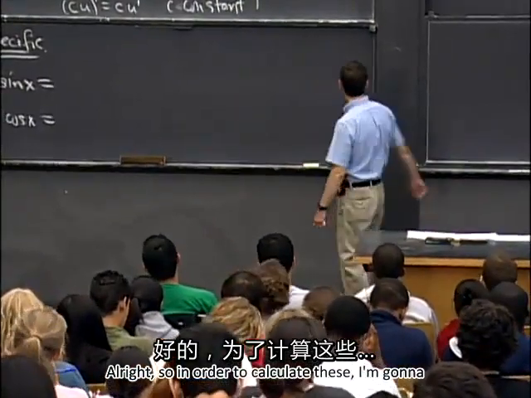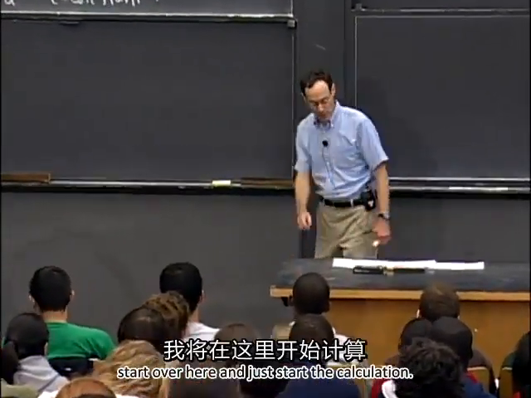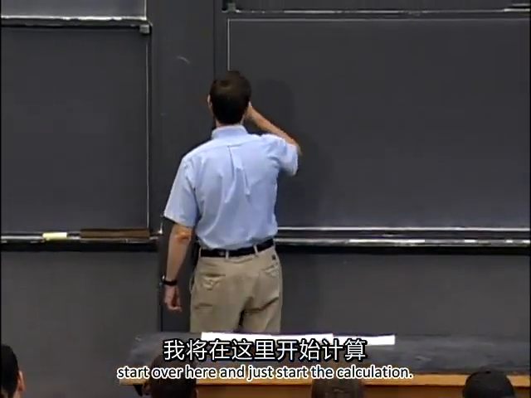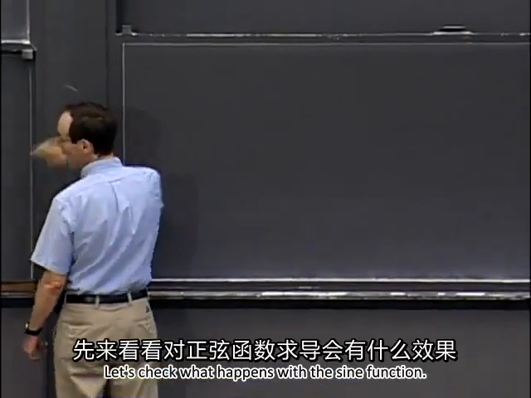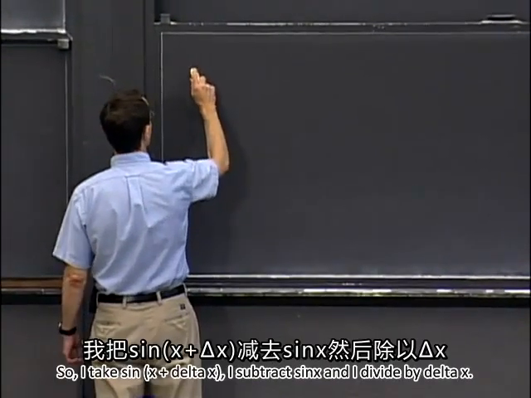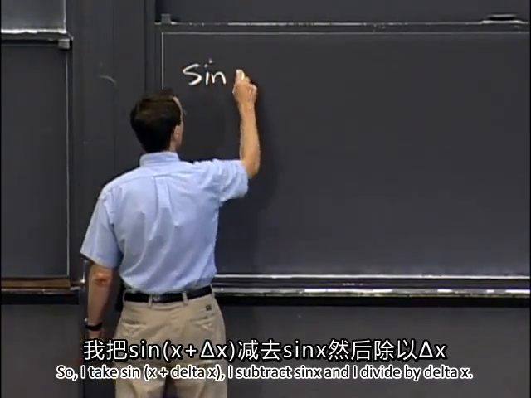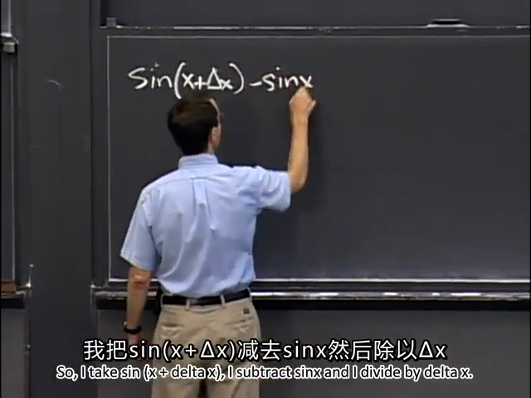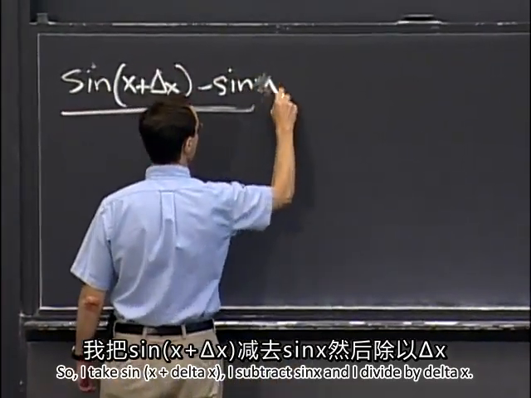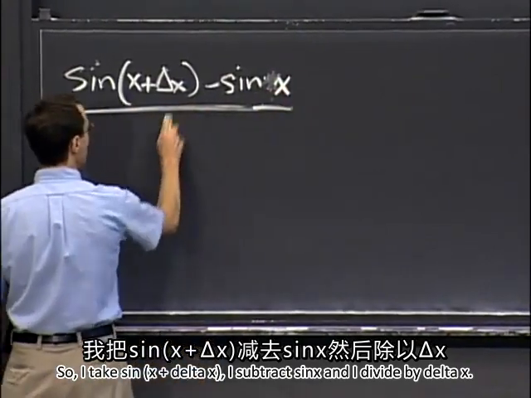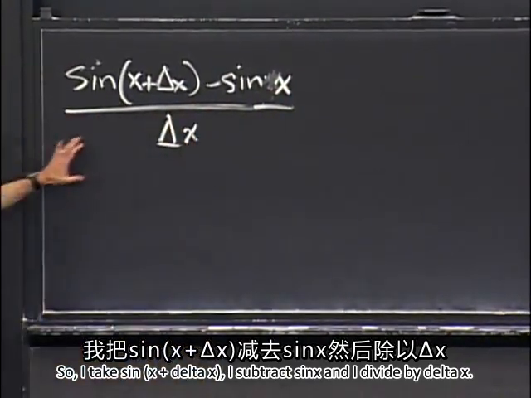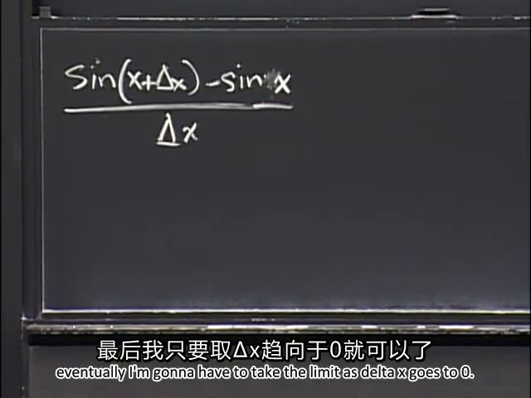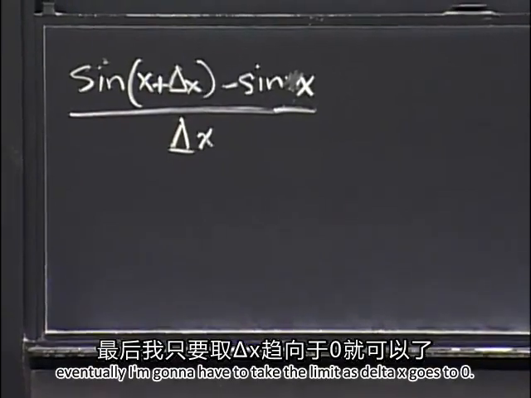All right, so in order to calculate these, I'm going to start over here and just start the calculation. Let's check what happens with the sine function. So I take sine of x plus delta x, I subtract sine x, and I divide by delta x. All right, so this is the difference quotient. And eventually, I'm going to have to take the limit as delta x goes to 0.